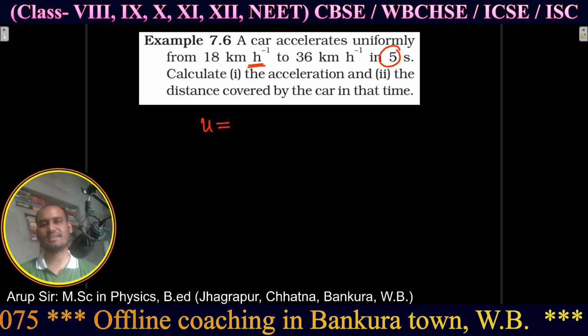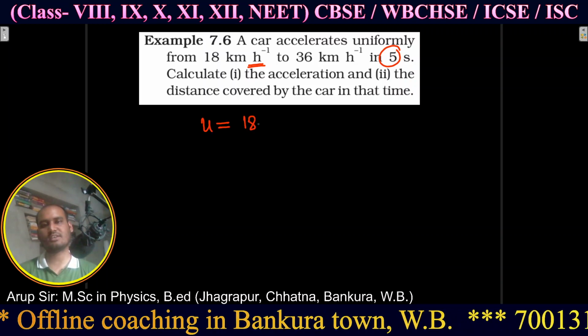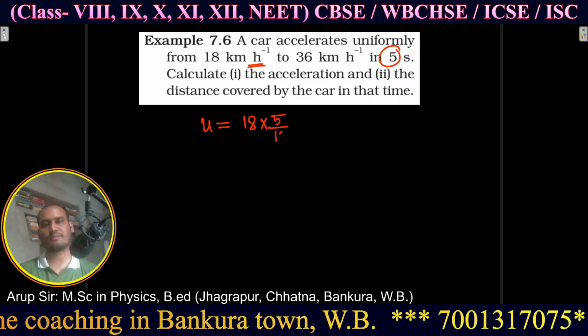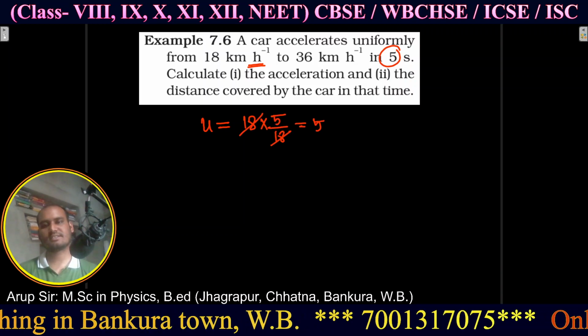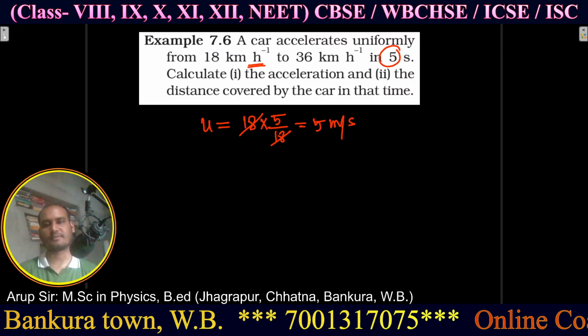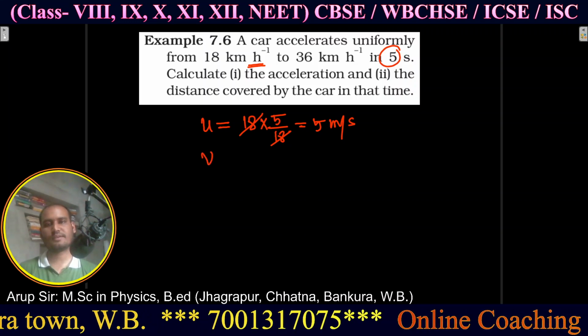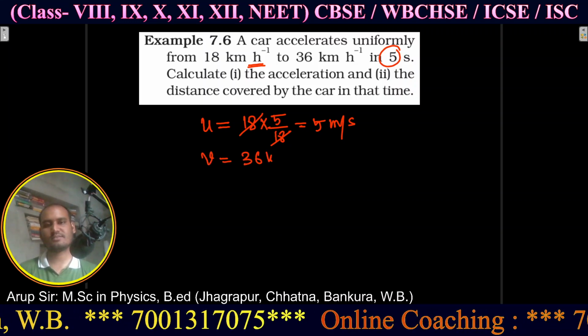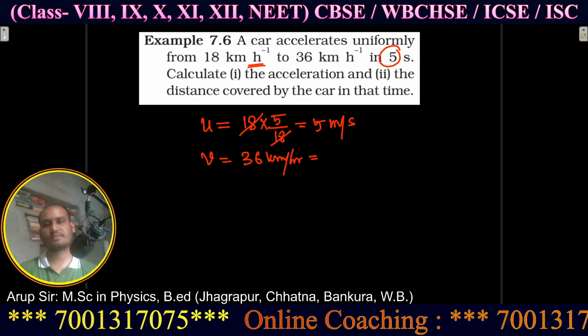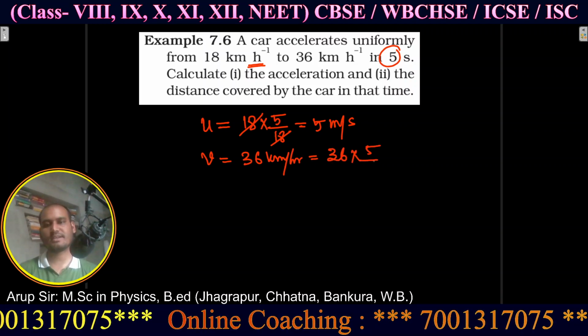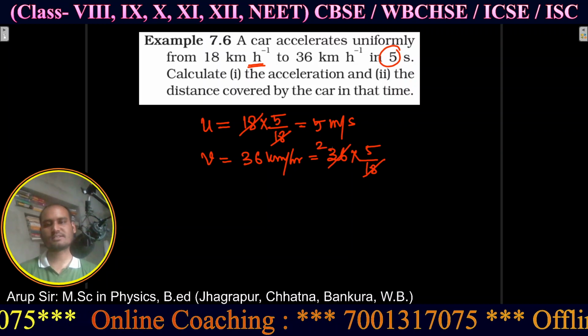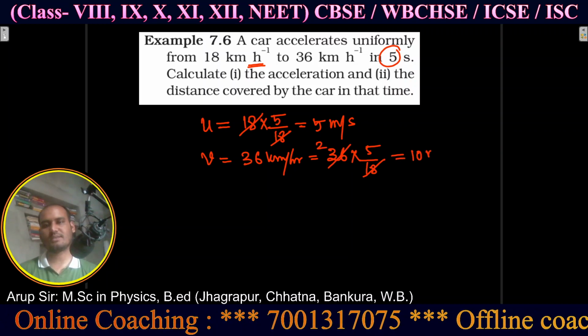Uniformly from initial velocity 18 km per hour. So 18 into 5 by 18. So what are we getting? That is 5 meter per second. Similarly, final velocity is 36 km per hour. So 36 km per hour means 36 into 5 by 18. 18 you can cancel 2, so it will give you 10 meter per second.